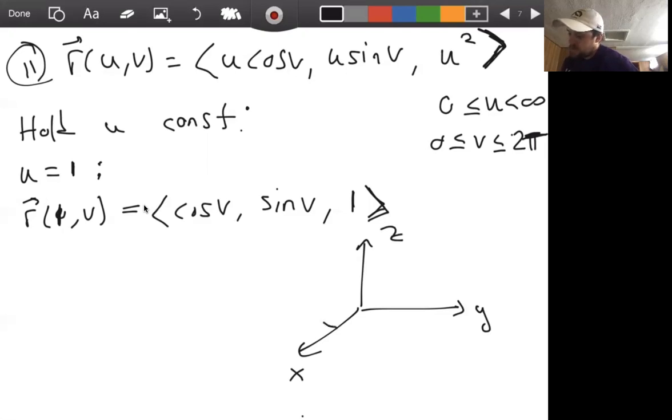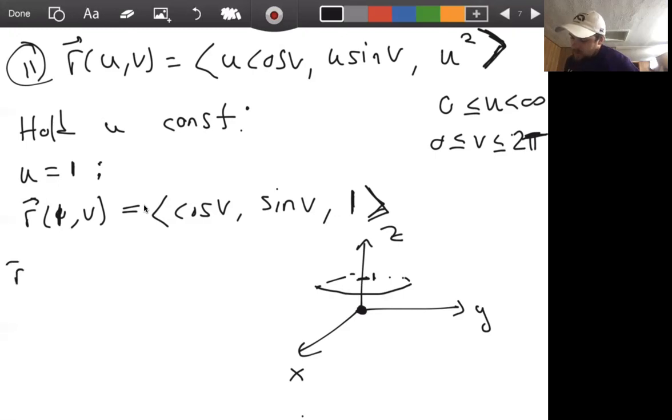So when u was 0, we had a point, right? I said when u was 0, we would get 0, 0, 0. So let's keep that in mind. And then when u is 1, we're at z equals 1. And we have cosine v, sine v, which is a circle of radius 1. Okay, so at the origin, we're a point. And then at the height 1, we have a circle of radius 1.